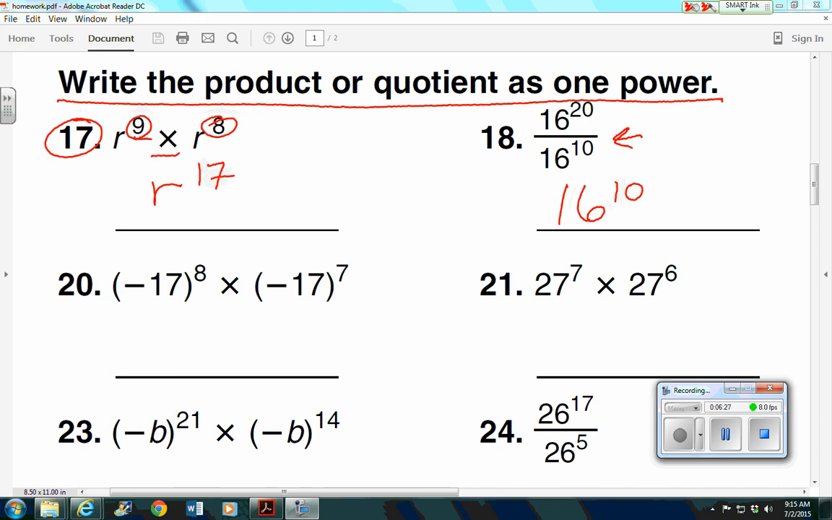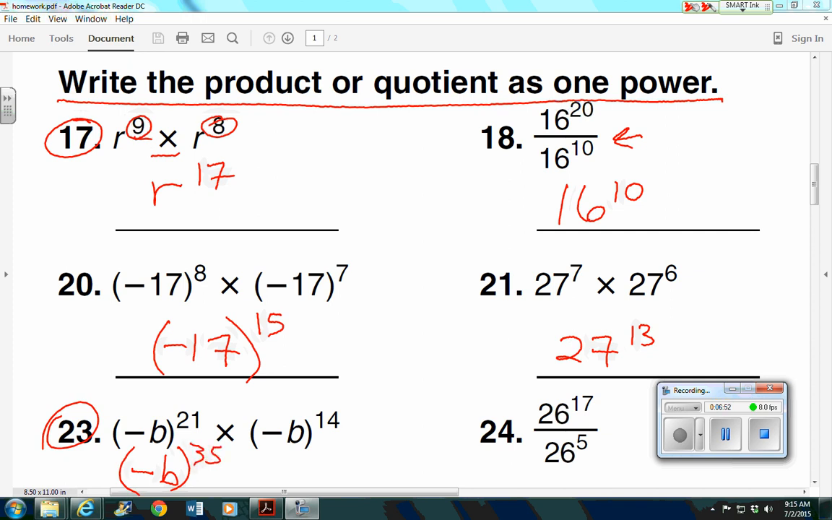Keep our base here, negative 17, it's multiplication, so we're going to add the exponents to the 15th power. Again, we have multiplication, 27 to the 13th power. This one, number 23, don't be bothered by the variable for the base, just keep it. Add your exponents to the 35th power. This one's division. Keep our base, 26, do the subtraction, and we've got the 12th power.